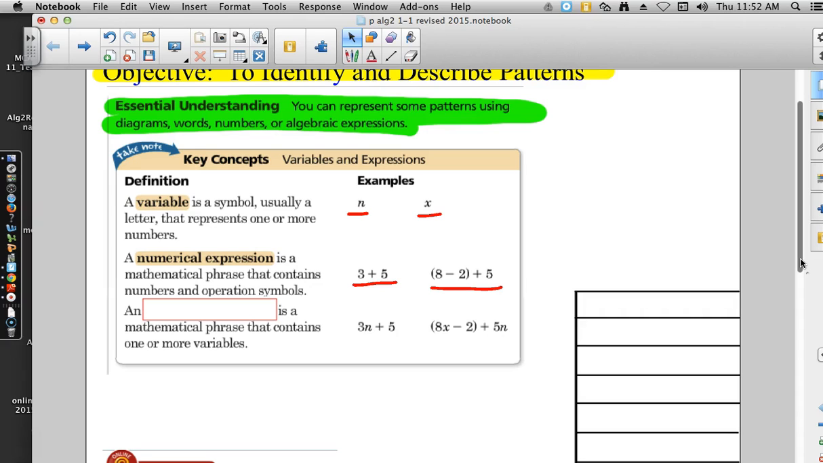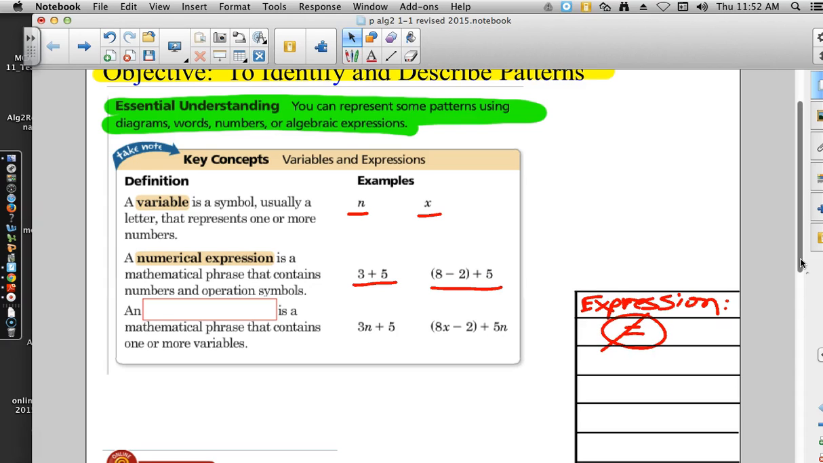So with an expression, we have these little lines off to the side for you here. And this would be a good time to use that to write in the side, okay, what do I need to know about an expression? An expression does not have an equals bar.